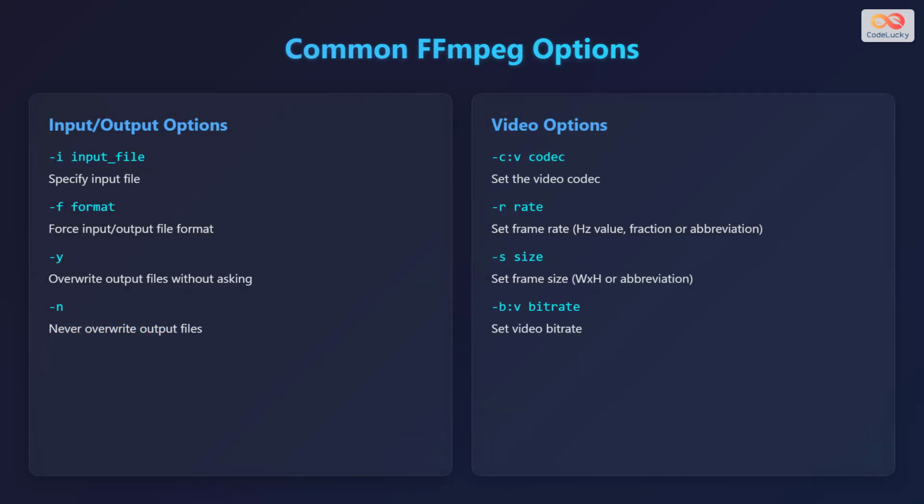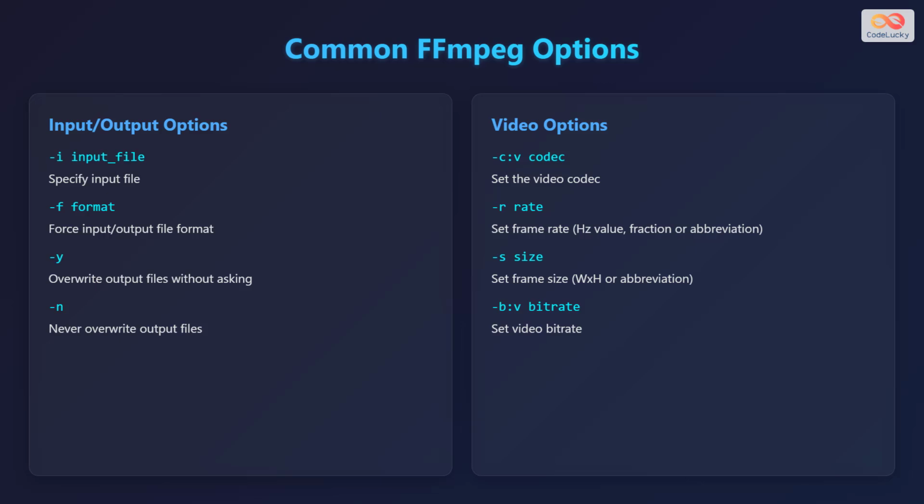Let's explore some common FFmpeg options. For input and output, -i specifies the input file. -f is used to force a specific input or output file format. -y overwrites output files without asking for confirmation. And -n ensures that output files are never overwritten.